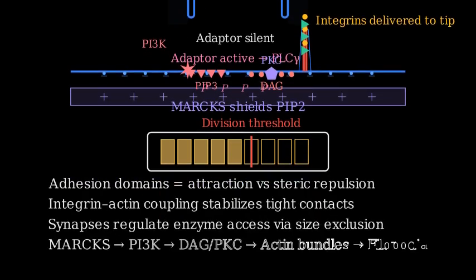Summary: adhesion domains emerge from a balance of short-range binding and long-range steric repulsion, and they are strengthened by integrin coupling to actin. Immunological synapses control biochemistry by physically excluding bulky phosphatases, tilting the balance toward phosphorylation and adapter recruitment. Inside the cell, MARCKS shields negative lipids until strong binders and PKC phosphorylation displace it, enabling localized lipid signaling, actin bundle growth, and targeted delivery by myosin 10. This is how physics of membranes and forces guides where and when reactions can happen in cells.